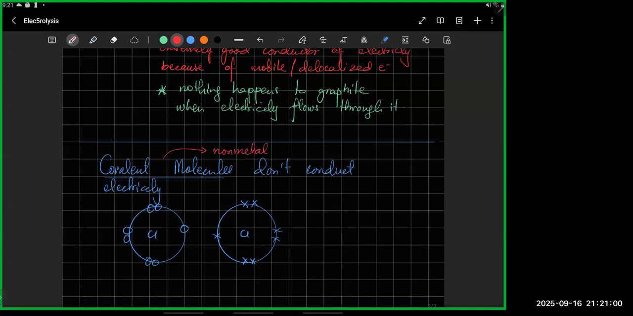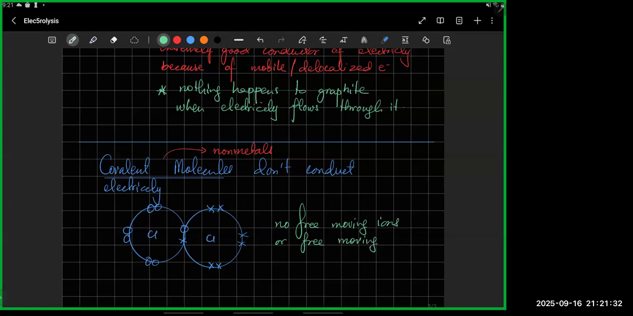by non-metals. So they always like to gain electrons, and when they're trying to pull each other's electrons, they end up sharing electrons. So no free moving ions are present. I mean, they never formed ions. They never lost electrons. They ended up sharing electrons. Or free moving delocalized electrons. I mean, there are no electrons that are roaming around. Mobile, delocalized.